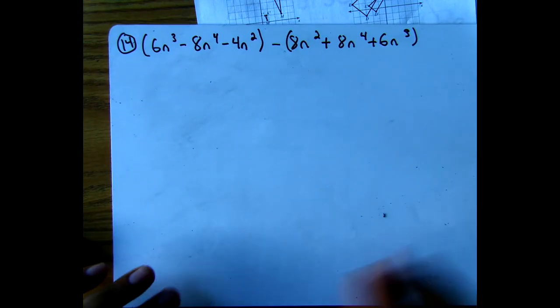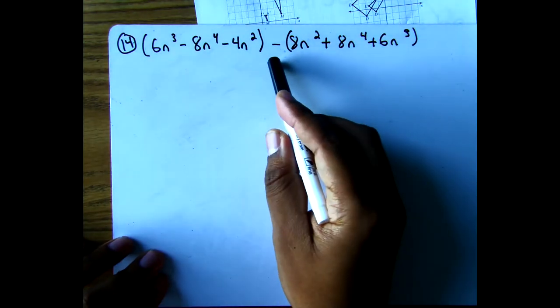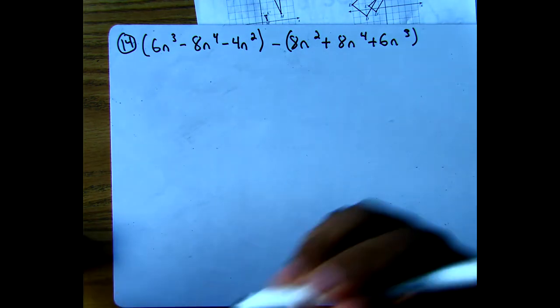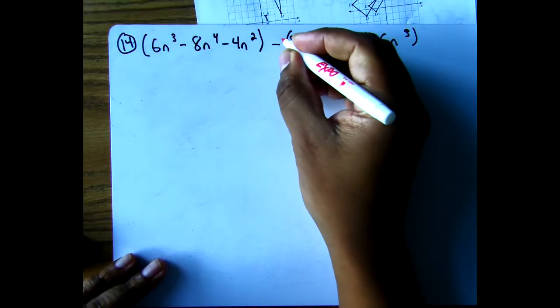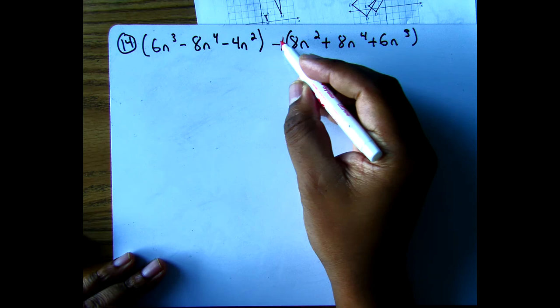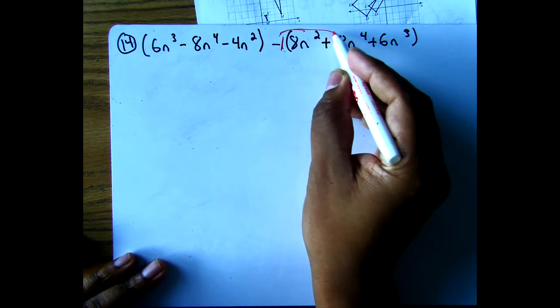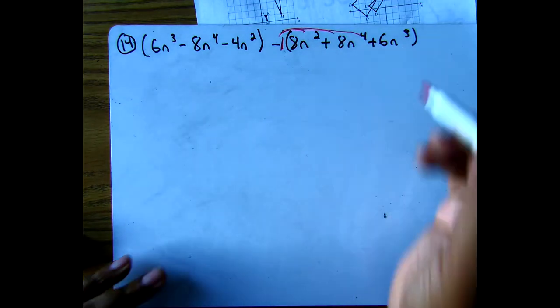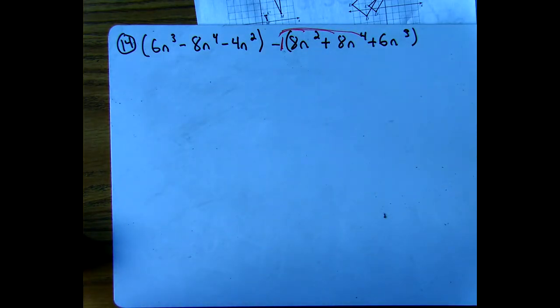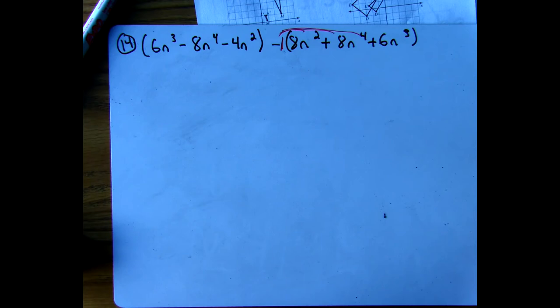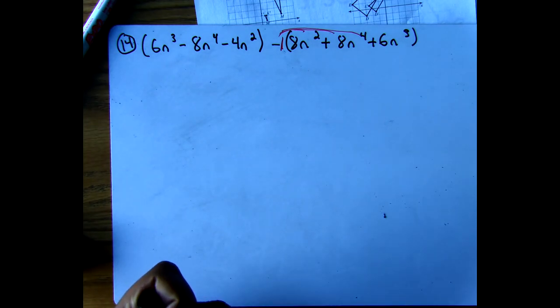Okay, now as you can see, the first thing we need to deal with is the subtraction. So what I want to do is treat this like a negative 1 and use the distributive property to multiply that negative 1 against every term in the second trinomial. That's the first thing I want to do. And once I do that, it becomes a polynomial that I'm adding.